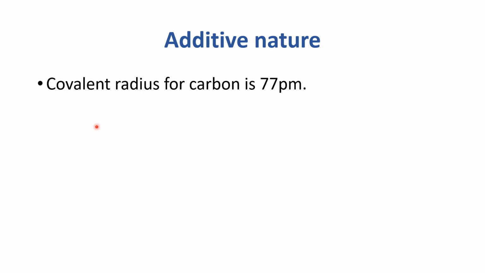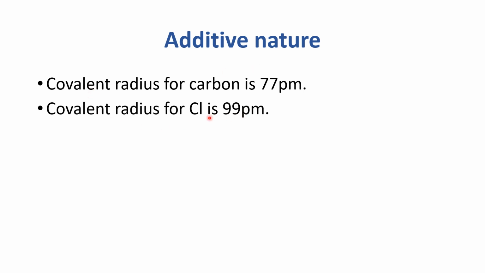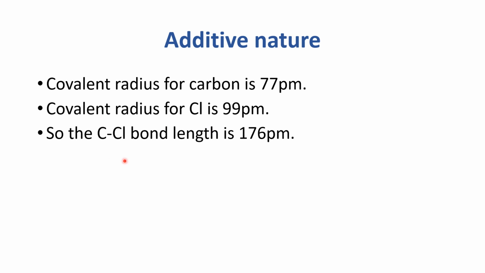Bond lengths are usually additive in nature. Covalent radius for carbon is 77 picometer. For chlorine it is 99 picometer. So for the C-Cl bond, it is 176 picometer.